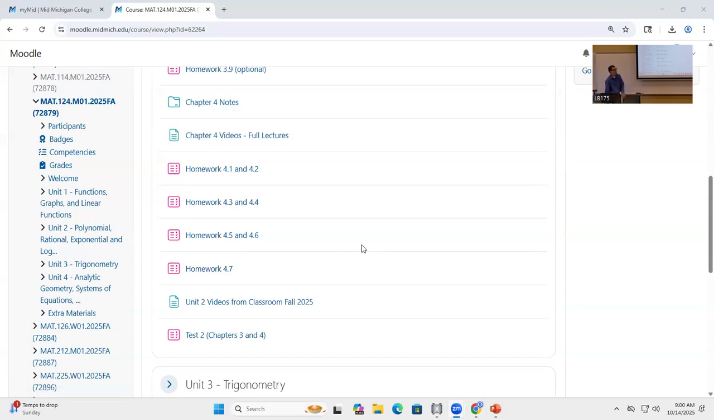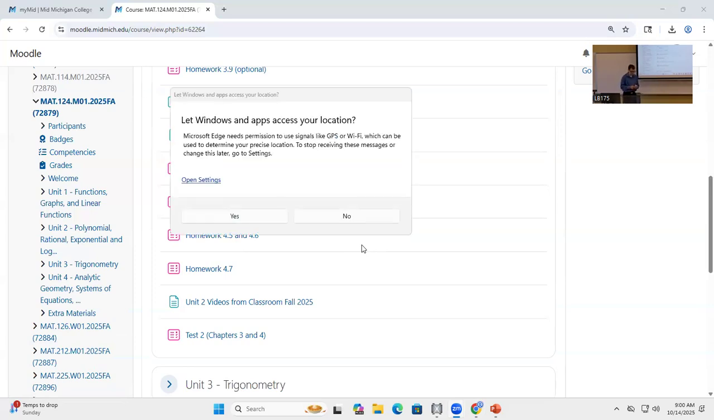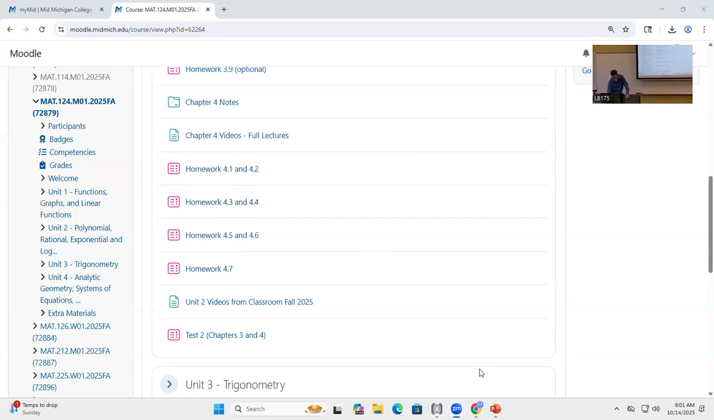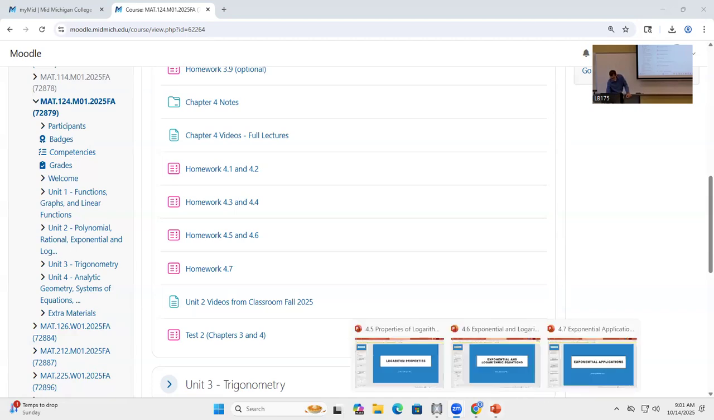So today we'll finish up what we can in terms of finishing log stuff, log properties, and then we'll go into solving exponential equations with logarithms. Next class period, we might be finishing up section 4.7, and then if we do, we'll have some time at the end if you guys have any questions or anything like that. Okay, so that will be next class.